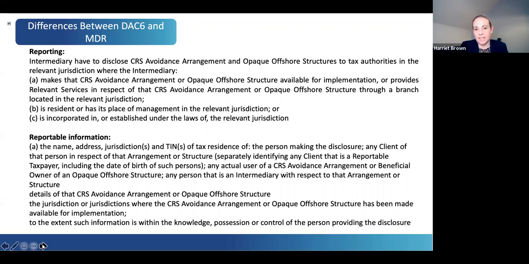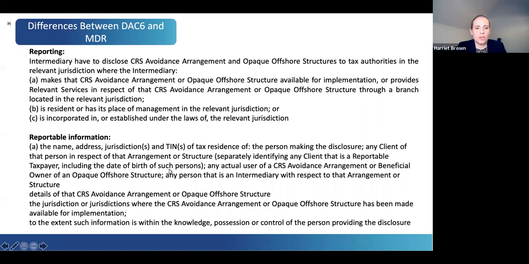A good starting place there might be guidance that your jurisdiction has issued on that point. But again, that's just a matter of thinking about it. And again, Grahame, that's not very different to the situation with regards to DAC6, I don't think. No.